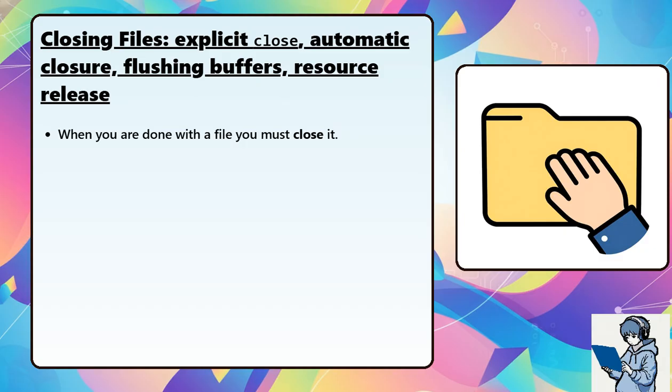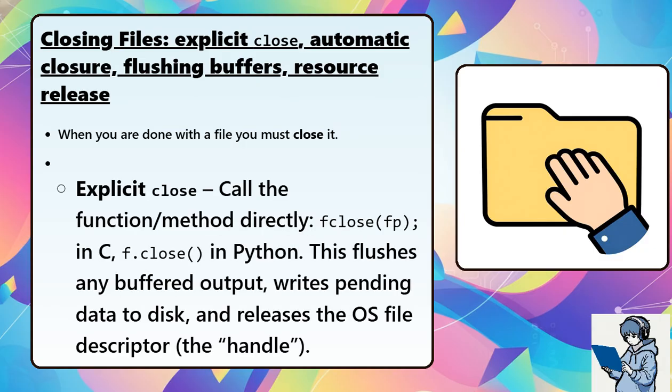When you are done with a file, you must close it. Explicit close: call the function or method directly. fclose(fp) in C, f.close() in Python. This flushes any buffered output, writes pending data to disk, and releases the operating system file descriptor, the handle.